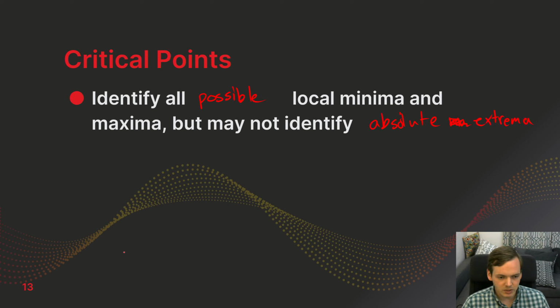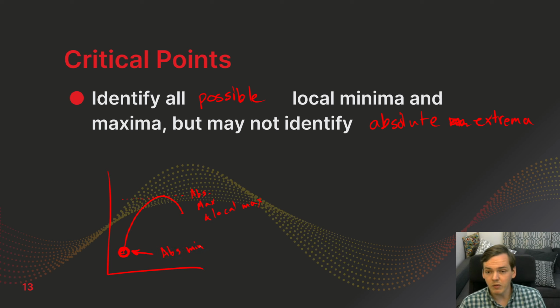Because, for example, something like this. If you have a function like this, the point at the end would be our absolute minimum, but it's not a critical point. But the critical point does happen in this case to identify the absolute maximum. So this is the absolute maximum and a local max. And this right here is the absolute minimum.